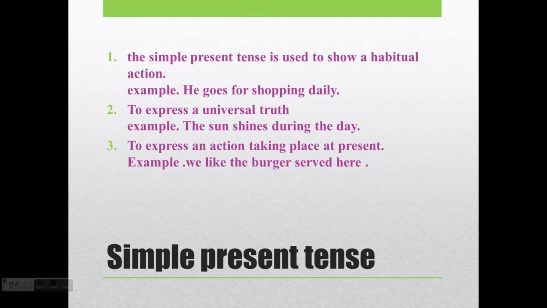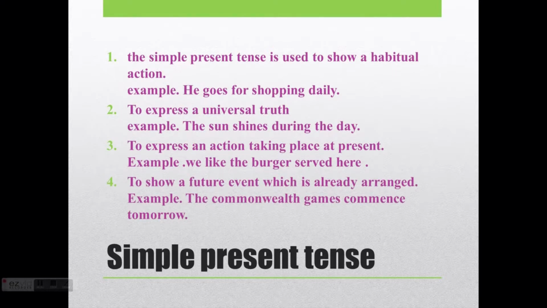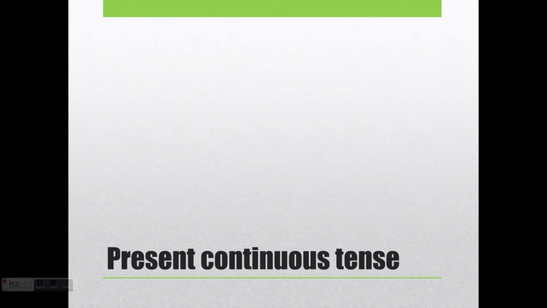And now let's go for the third application: to express an action taking place at present. Like, we like the burger served here. Okay, here we use the plural subject, so the verb is in its usual form. Let's go to the fourth: to show a future event which is already arranged. The event is going to start in future, but it is already arranged and we have information about it. So this is mentioned using simple present tense. We completed the simple present tense. Now let's go to present continuous tense.